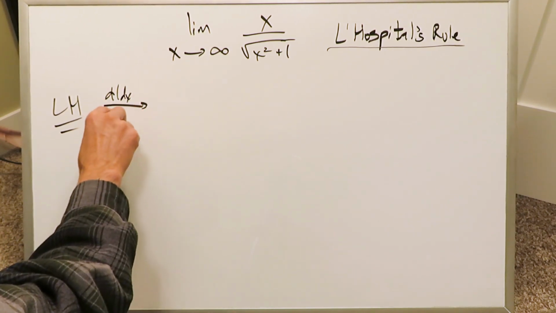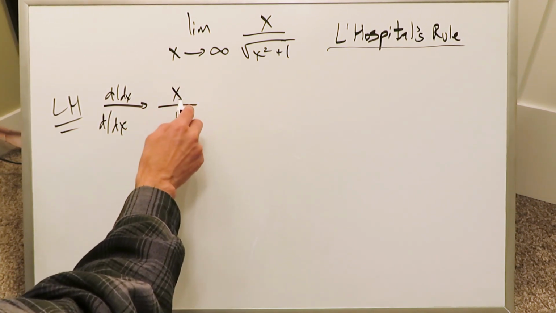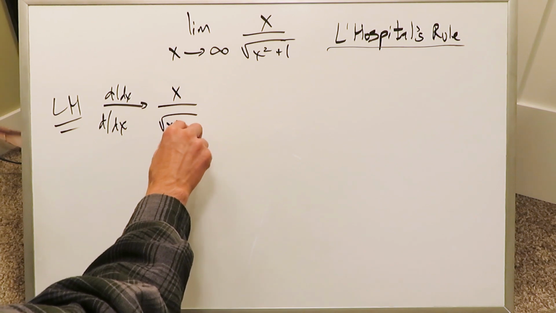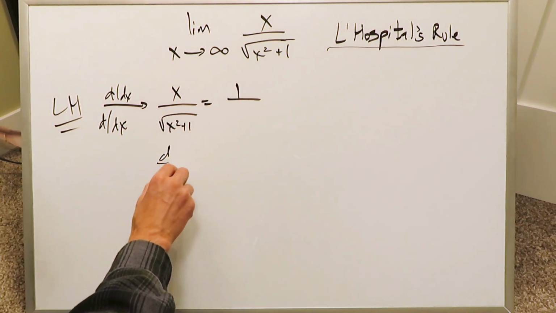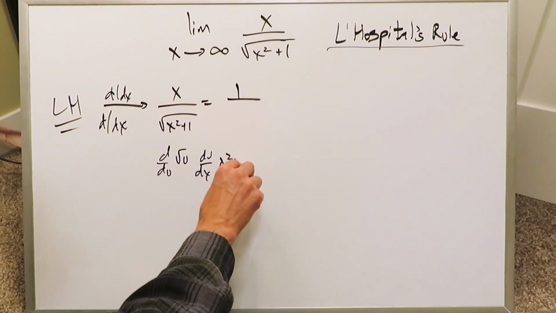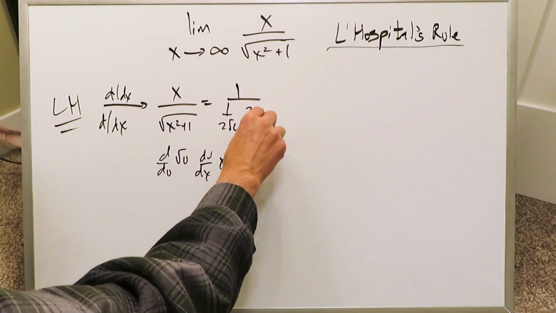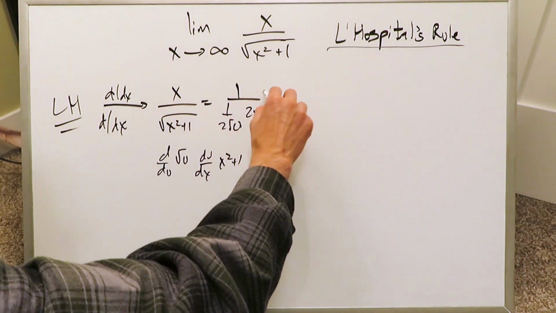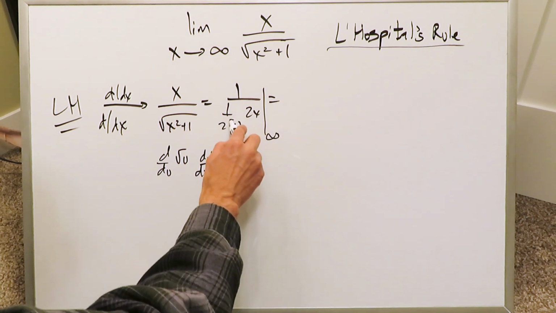What will happen will not be much of a surprise. When you do the derivative of this x and the derivative of x squared plus 1, you're going to get 1 over here. Then you have to do the chain rule here: d over du, you have root u, and then du over dx, you have x squared plus 1. The derivative of this is 1 over 2 root u, and then you have a 2x coming from here. And then of course you could apply infinity in place of x after the derivative was completed.